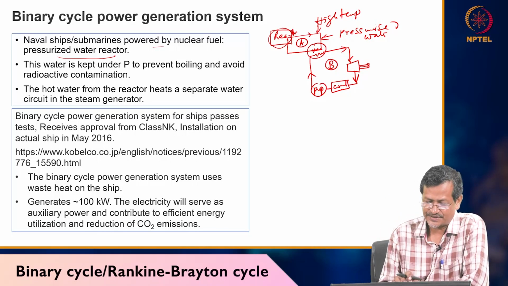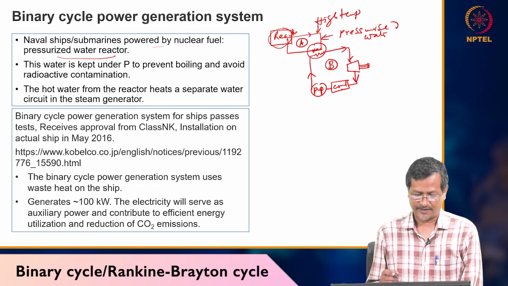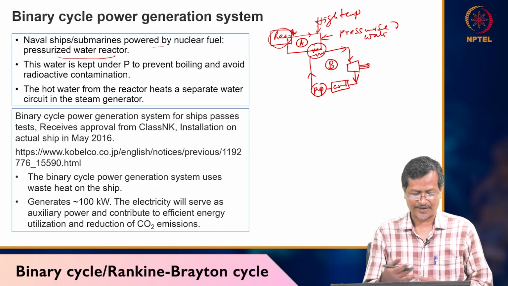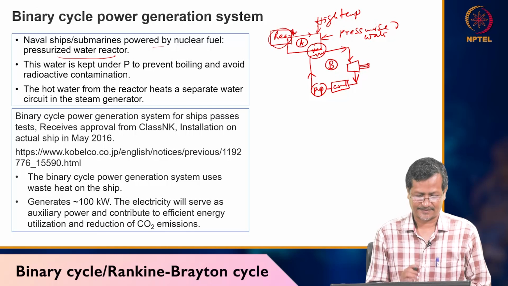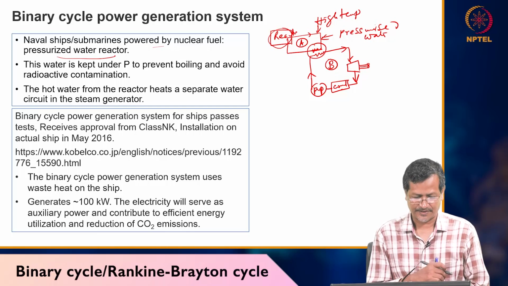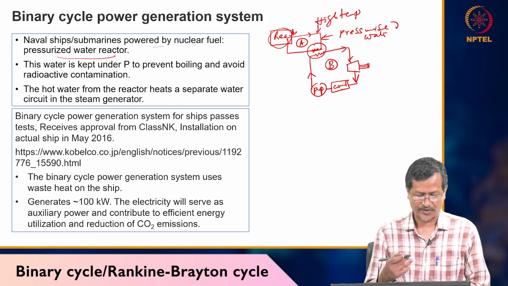Binary cycle power generation system for ship process test. Okay, so I got from one news item. So they have used binary power cycle for their marine vehicle. Okay, class NK, this classification type ship. Binary cycle power generation system uses water waste heat on ships.